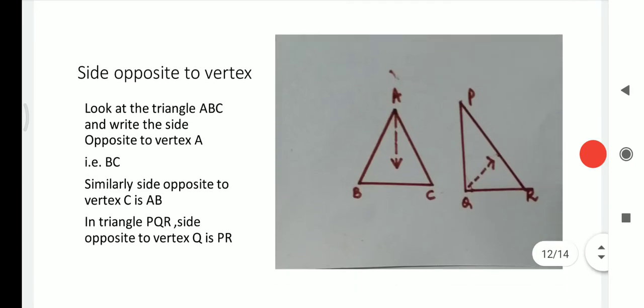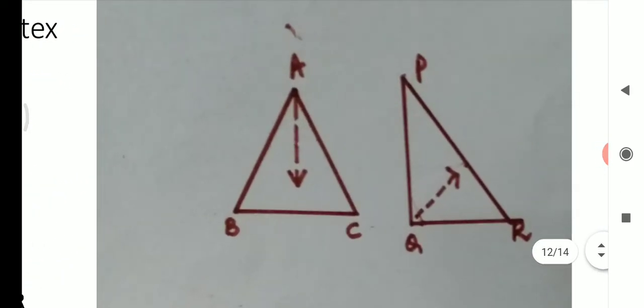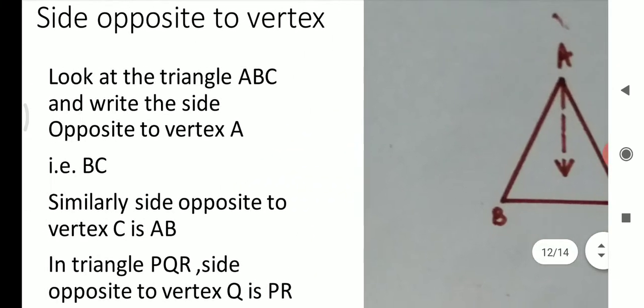Now the next, if instead of vertex, we have to guess the side opposite to the given vertex. Just have a look. Now, in this figure, this time the vertex is given to you and you have to pick the side opposite to it. If there is a vertex A in the triangle ABC, which side is opposite to A? Leave the vertex A, the side BC is opposite to A. Similarly, in triangle PQR, side PR is opposite to the vertex Q, right?